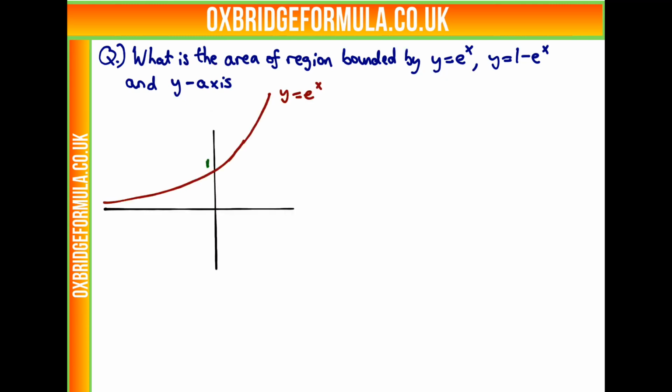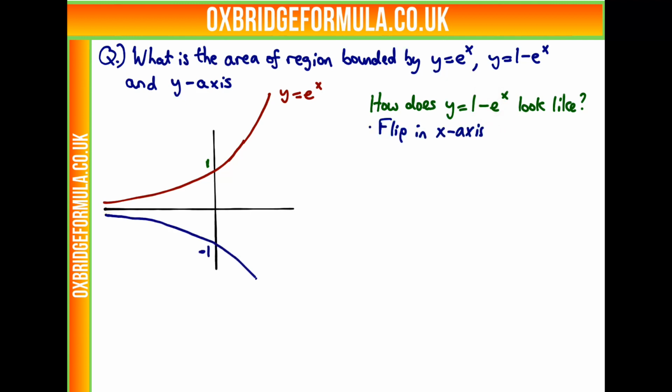So we have this curve of y is equal to e to the x, the exponential, and we know it wants to be bounded by this curve and the y-axis. So we need to draw y equals 1 minus e to the x. Well, how does that look? This is just a transformation of the e to the x graph, and it's a series, so we first work inside out. We have the minus, which means we flip in the x-axis, which gives us this blue curve, and then we must translate that up by 1 because of this 1 here, which means we get something that looks like this.